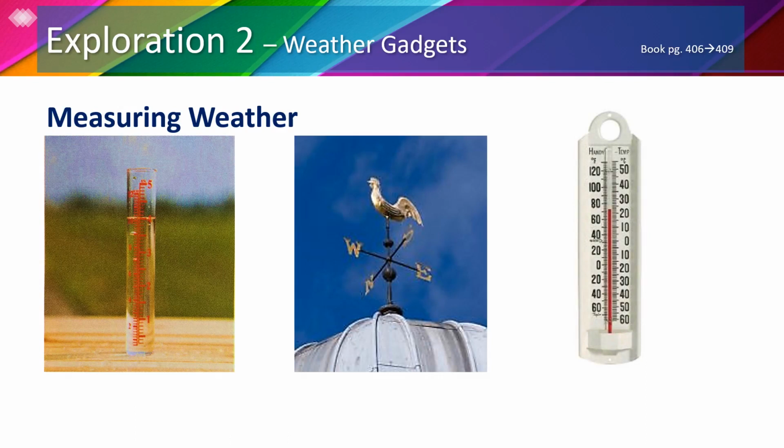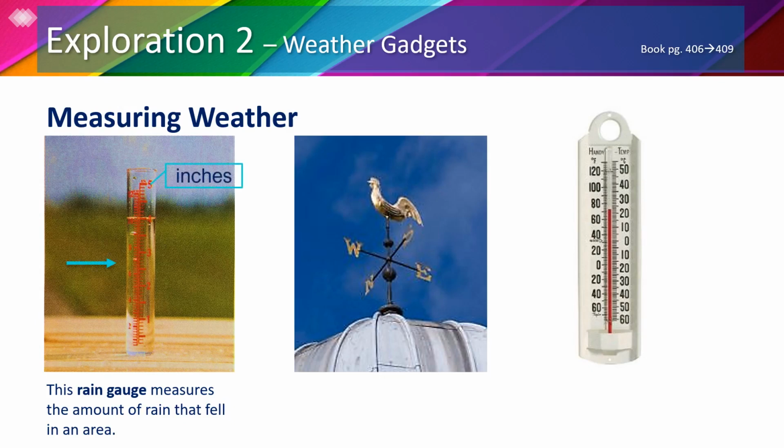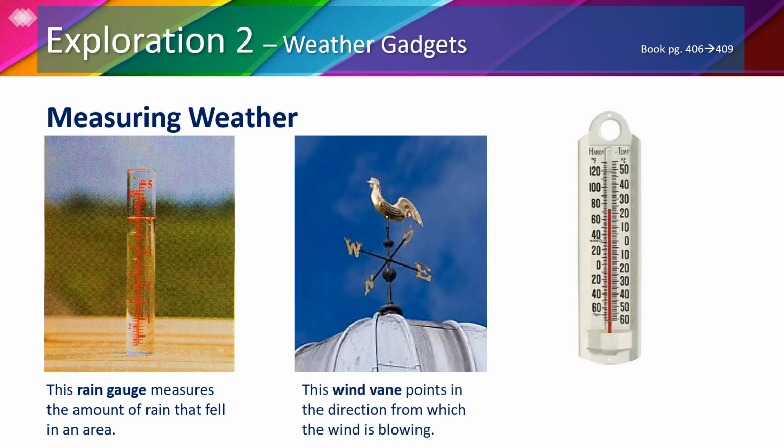In the first picture, we can see a rain gauge. This rain gauge measures the amount of rain that fell in an area. We look at the markings here and we read the amount of rain in inches or sometimes centimeters. In the second picture, we can see a wind vane. This wind vane points in the direction from which the wind is blowing. So, for example, in this wind vane, we can see the rooster pointing in the direction of the west. So this means that the wind is blowing from the west.